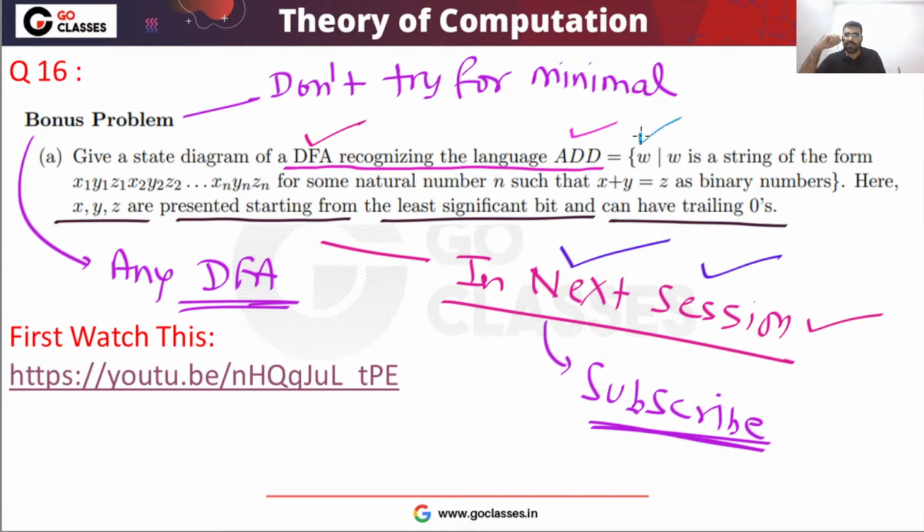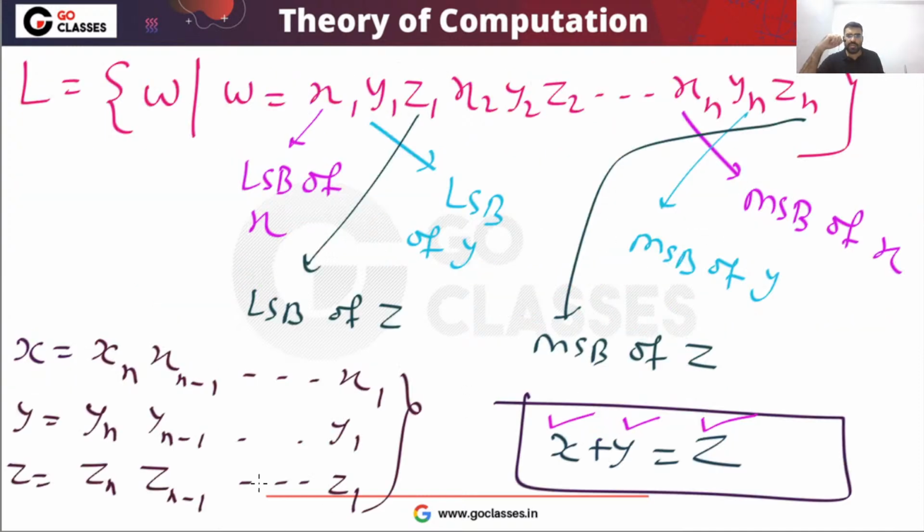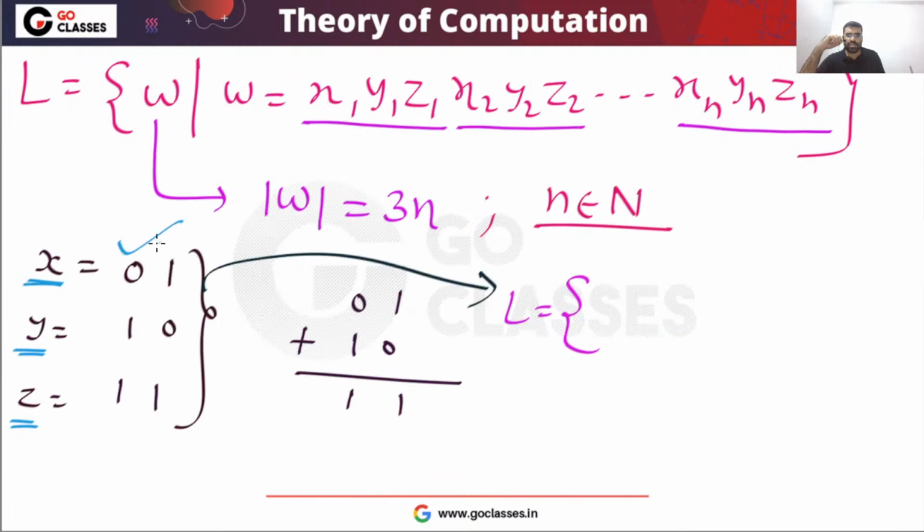Recognizing this language, where W is a string of the form x1 y1 z1 x2 y2 z2 and so on, for some natural number n, such that x plus y equals z as binary numbers. X, y, z are given starting from the least significant bit, and they can have trailing zeros.